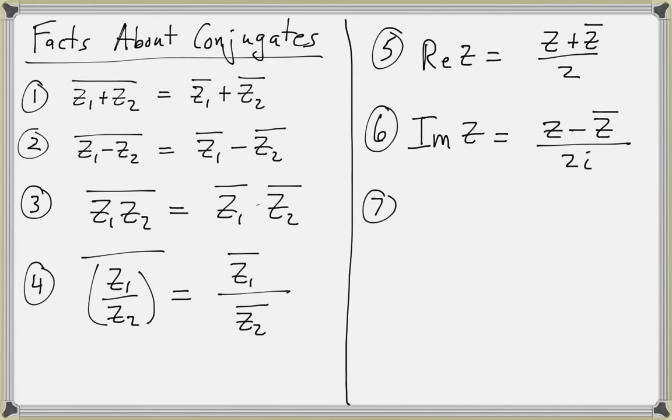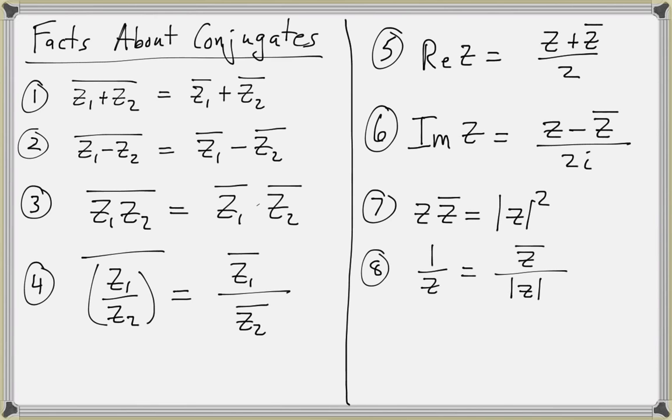For 7, z times z bar will give the modulus of z squared. This fact is equivalent to the fact that 1 over z can be written as z bar over the modulus of z squared. And you see that that matches up with our notation for 1 over z from the first lecture.